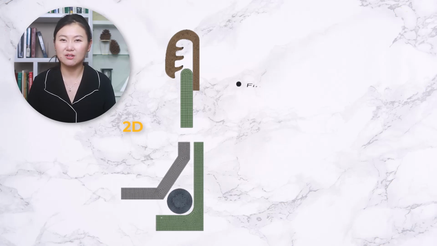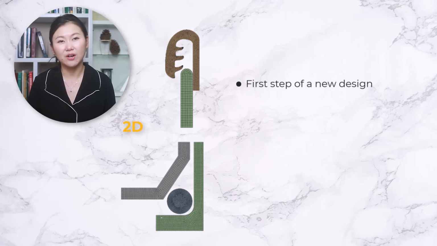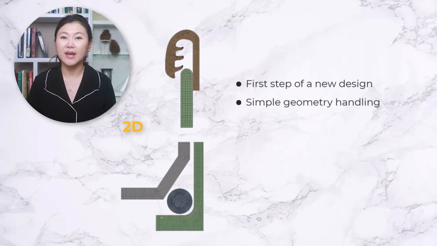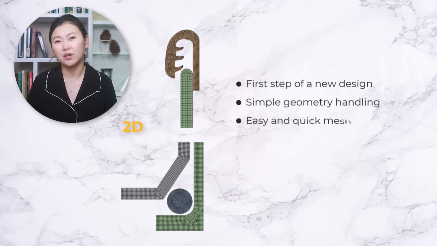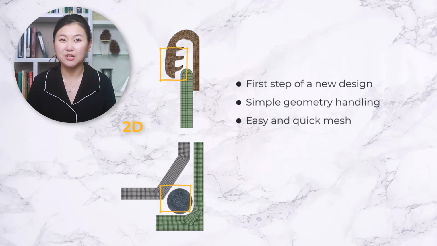A simple 2D cross-section can be used as a first step of new designs. Once the viability of the design is verified with 2D analysis, we can later develop 3D models with more complexity and incorporate non-symmetric features. Also, geometry handling and meshing are easier and quicker for 2D cases. We can generate a high-fidelity 2D mesh in crucial areas without much computational overhead.